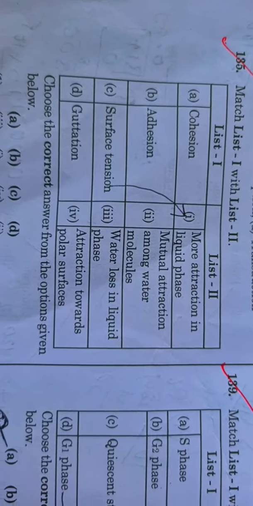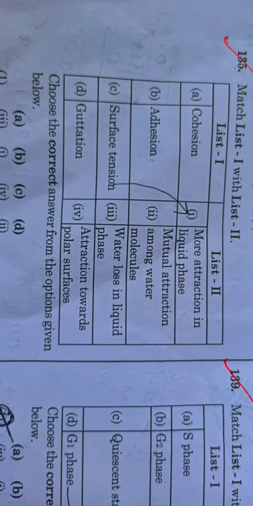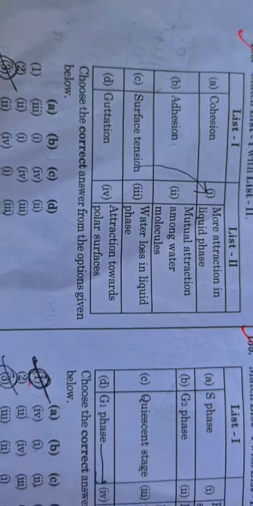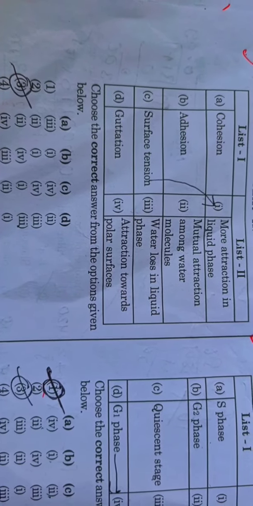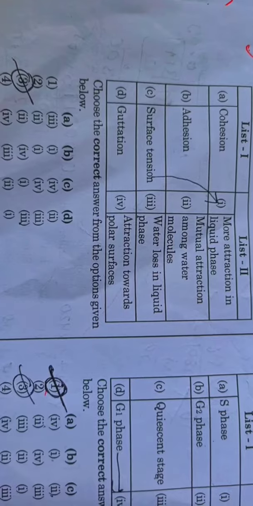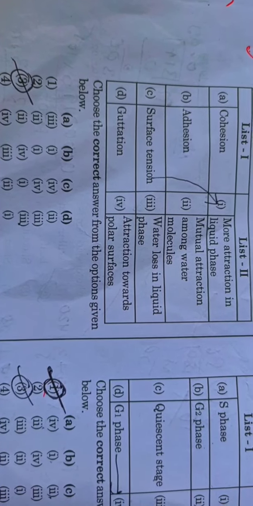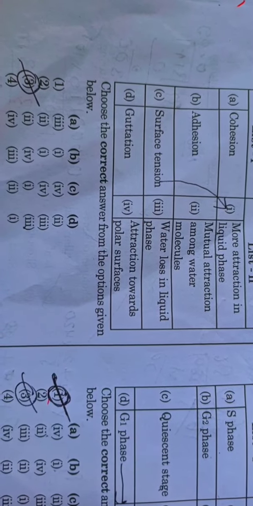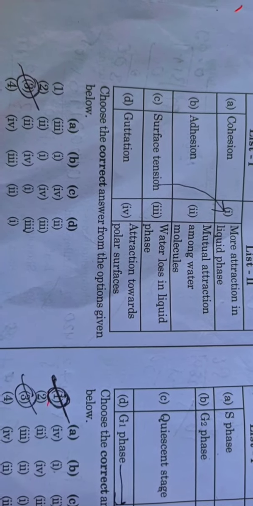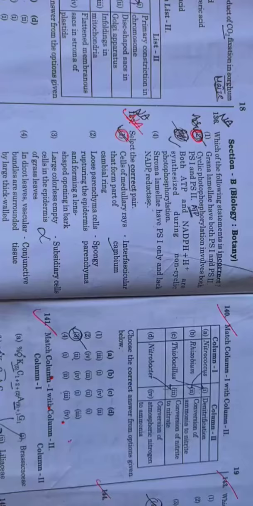Question number 135. Match list 1 with list 2. First we have cohesion. Cohesion is mutual attraction among the water molecules. Second is adhesion. Adhesion is attraction towards the polar surfaces. Surface tension is more attraction in the liquid phase, and guttation is water loss in the liquid phase. So option C, that is third, will be the correct one.